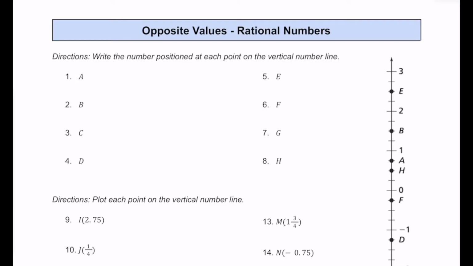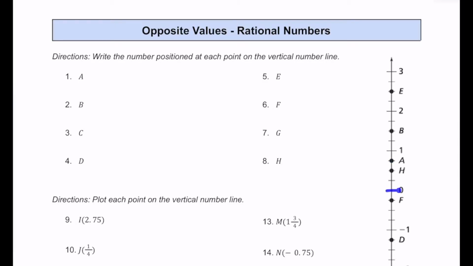In this video, let's take a look at opposite values together. And more specifically, instead of just looking at integers like in the last video, let's take a look at rational numbers. So we're going to include fractions and decimals. All right, for number one, we have point A, so we're going to find that on the number line. Now A is going to be located right over here.